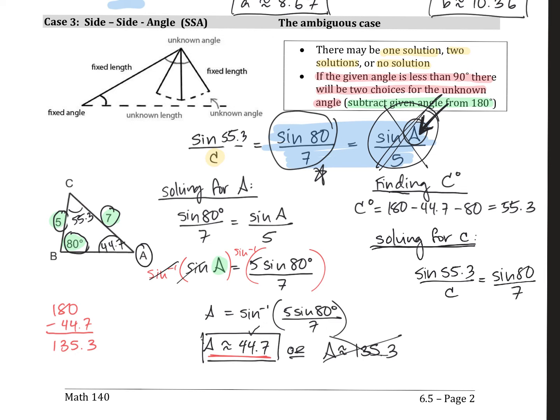So solving for c with some algebra, you get c is going to equal 7 sine 55.3 divided by sine of 80 degrees. So c is going to be equal to approximately 5.843.